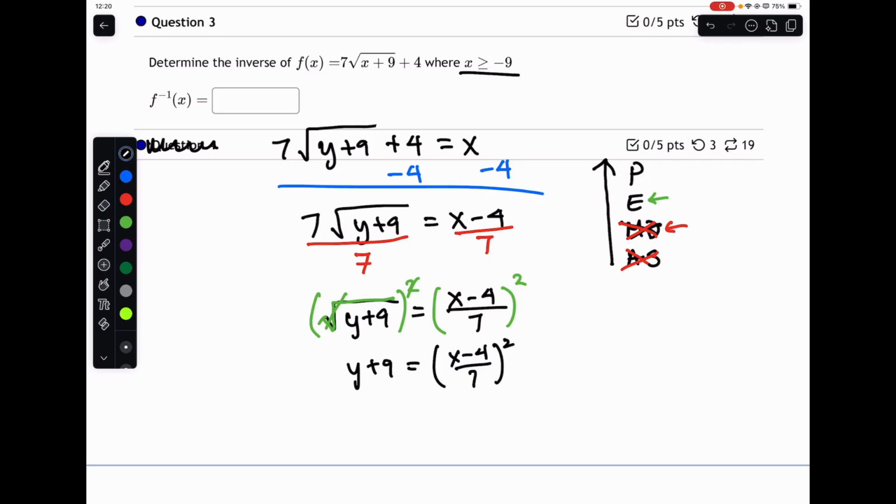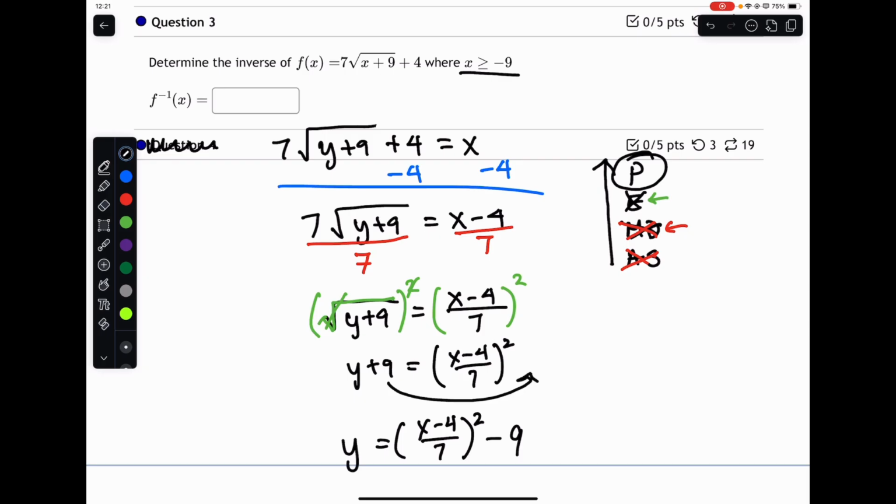And now, having done all of this, we can worry about what's in the parentheses by, again, inverse operation, and looking for any addition or subtraction. And if there's multiplication, division, or exponents, we continue with that. But here, there's only addition and subtraction. So there's an addition problem there. So we're going to subtract this value from both sides. So we end up with y equals x minus 4 divided by 7 to the second power minus 9.